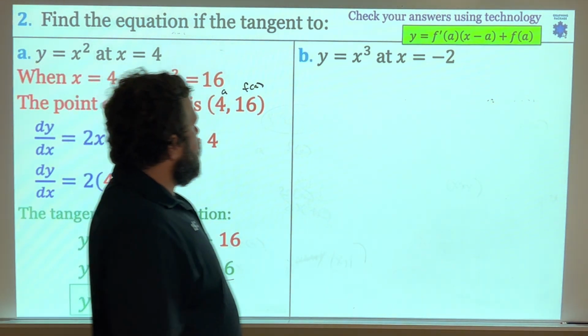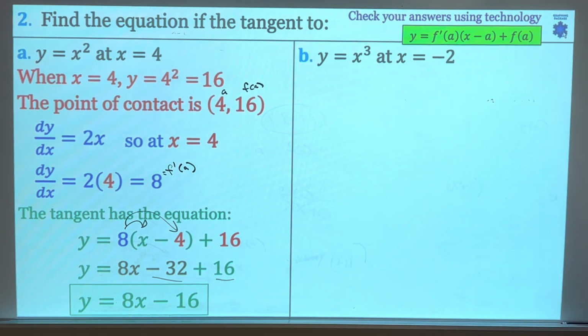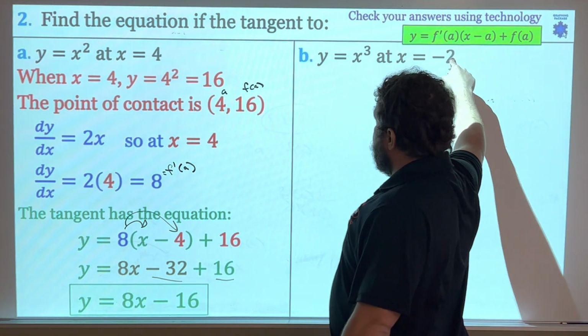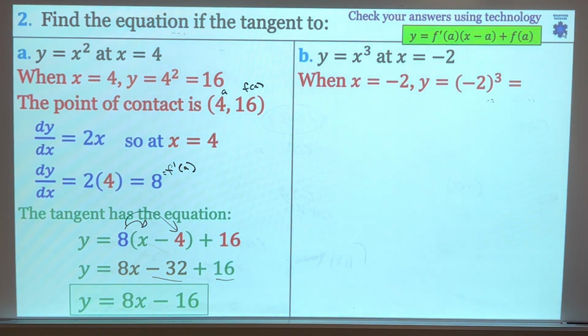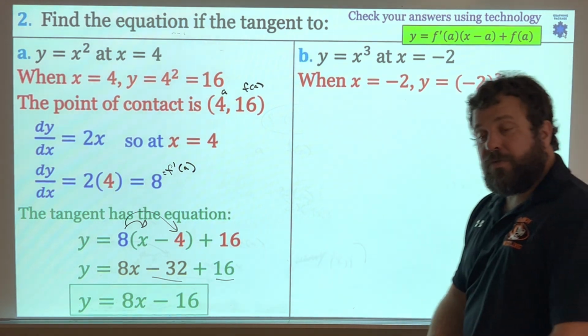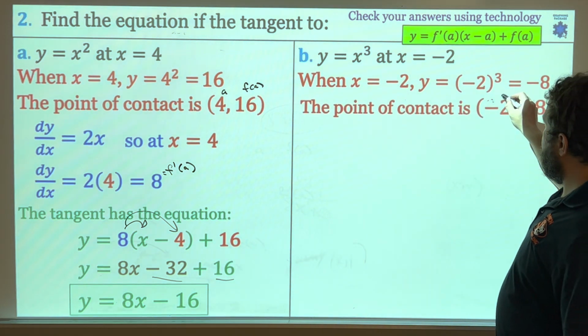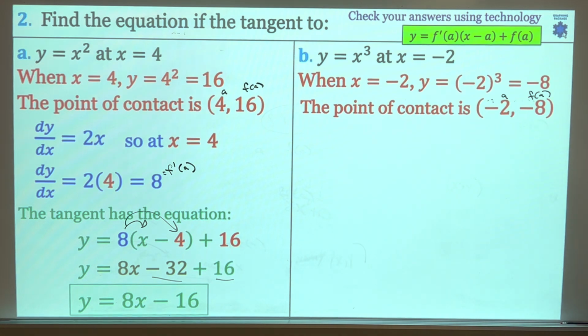Yes! All right, let's go to B. Same steps. Step 1. I'm going to assume you guys pause this and we run again. When x equals negative 2, y equals negative 2 cubed. Negative 2 cubed is negative 2 times negative 2, which is 4, times negative 2 is negative 8. My point of contact then is (a, f of a), which is (negative 2, negative 8).